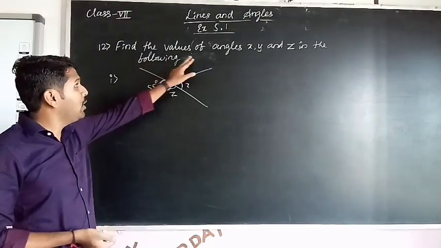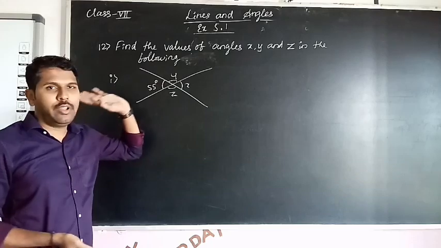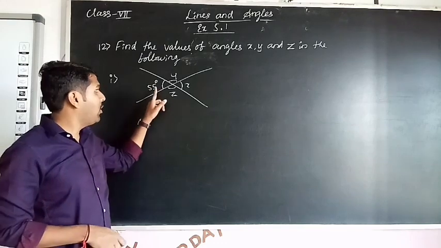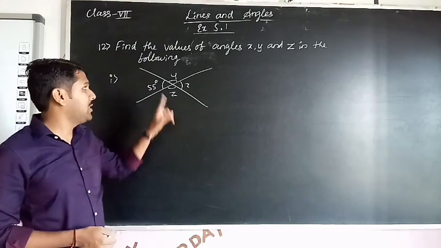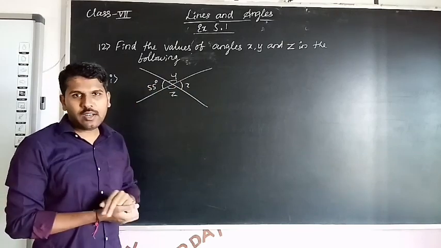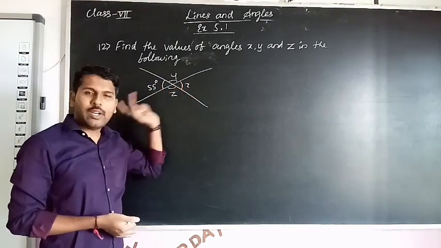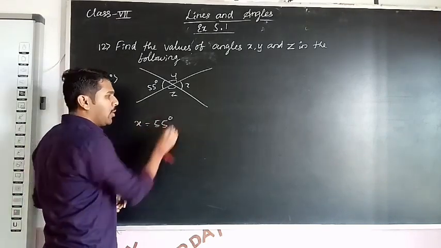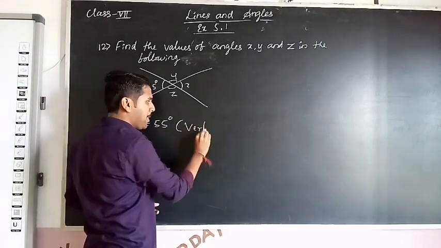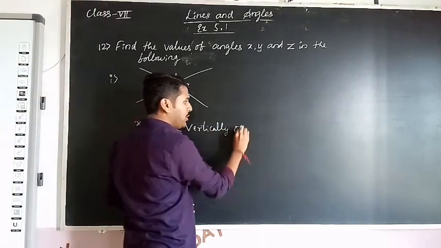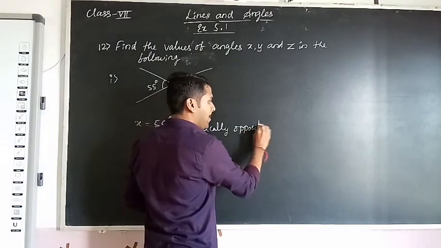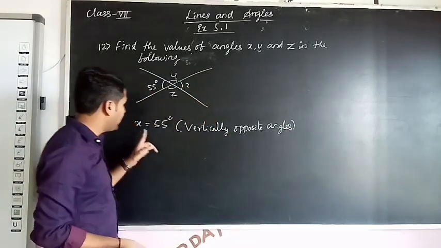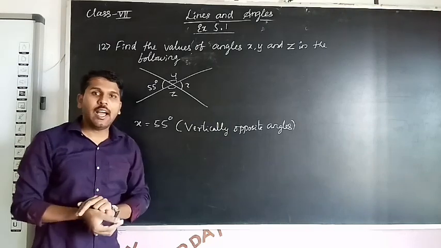Next question: find the values of angles x, y and z in the following. There are two figures, I will explain one by one. See this first one, here 55 degrees is given. First, 55 and x are equal. Why? Because these two are vertically opposite angles. So x equals 55 degrees. You should write the reason in a bracket: x equals 55 degrees, because they are vertically opposite angles.